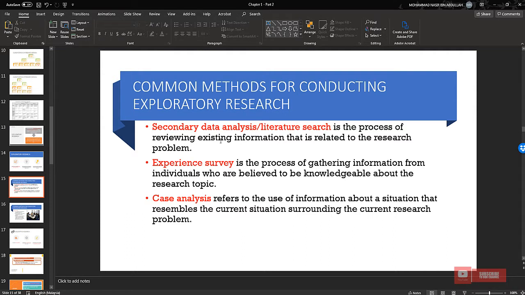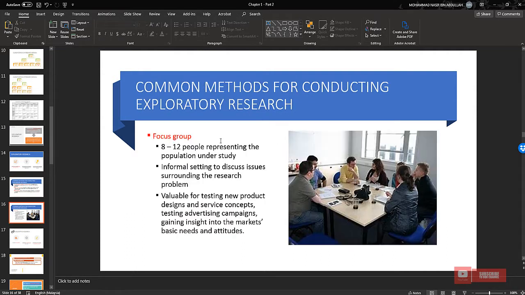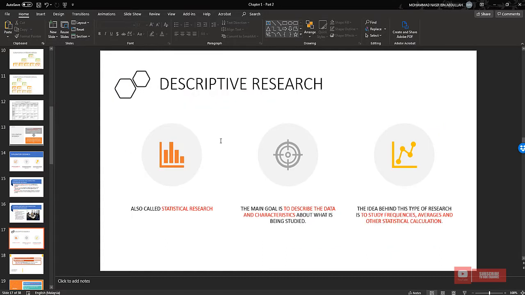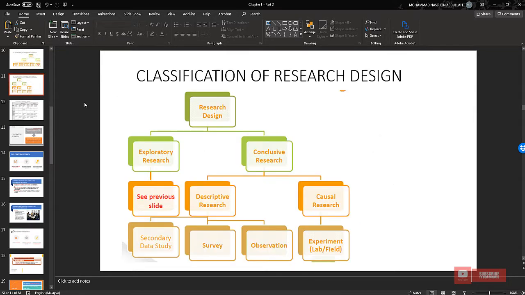Basically, exploratory research is qualitative research. Most of them are qualitative in nature, right? So now let's move to the next type of research design, which is conclusive research design. In conclusive research design, we have descriptive research and causal research. Let's look at descriptive research.